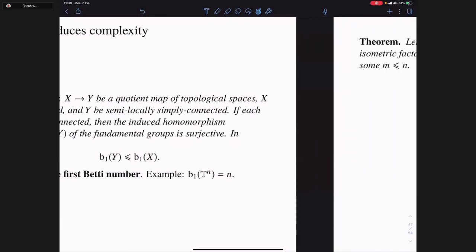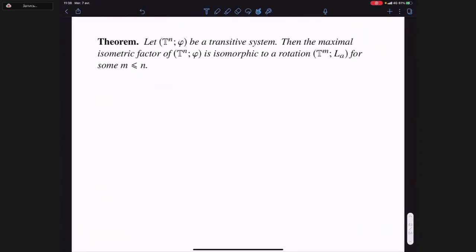Okay, you can use this idea and generalize the result by Hauser and Jäger considerably. So here I stated it for a torus of arbitrary dimension, but you can actually put any compact manifold or any finite CW complex here. It doesn't matter. So you start with a transitive system. Then the maximal isometric factor is isomorphic to a rotation of lower dimension.